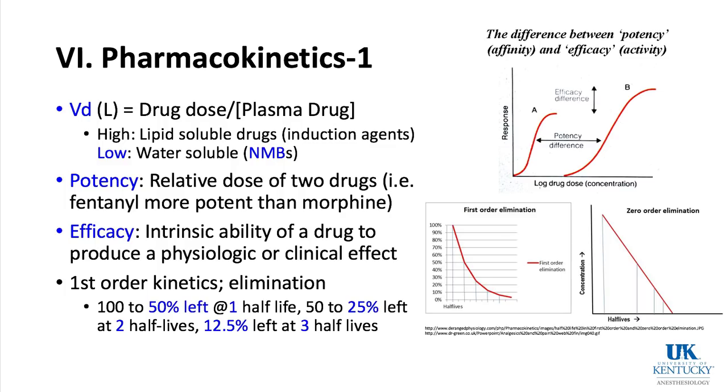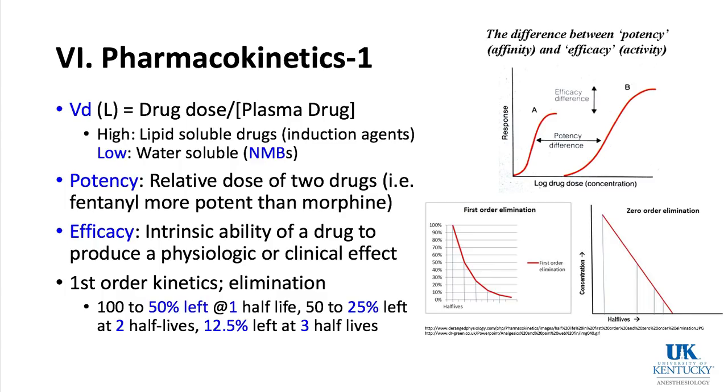And the graphic at the top right is meant to demonstrate the difference between potency or affinity and efficacy or activity. If something's less potent, it takes more of the drug to have an effect, and we want to know whether that drug is actually going to be able to have an efficacious effect. It's going to drop the blood pressure a certain amount, or increase the blood pressure a certain amount, or increase the heart rate a certain amount, etc.